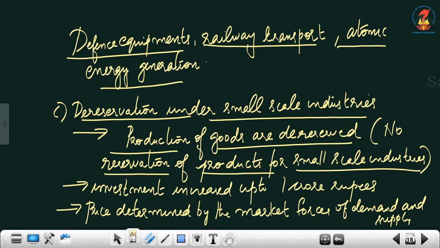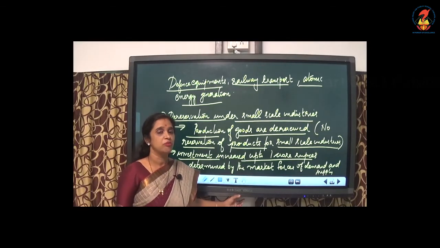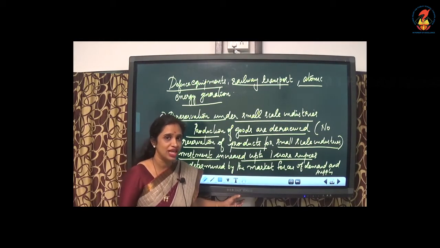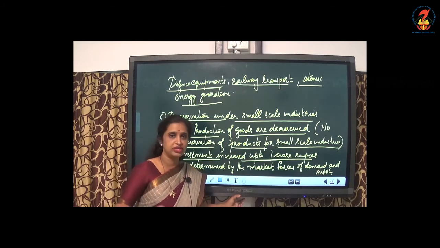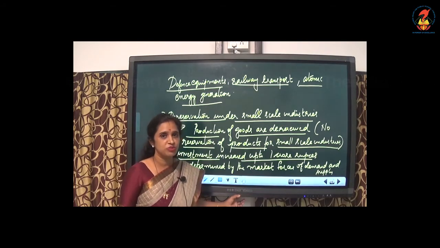Now, second which comes under that particular point is investment increased up to 1 crore. It was only 5 lakhs initially, but an investment of small scale industries is set up to 1 crore. Therefore, you can just imagine what will be the investment granted for a large scale industries, more than that, right?